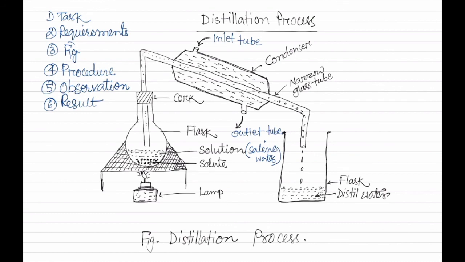Now the result: with the help of this experiment we can easily separate solute and solvent from the saline water. We can separate the salt. This solute will be the salt, and the distilled water will be the water or solvent. In this process we can easily separate a solution into solute and solvent.